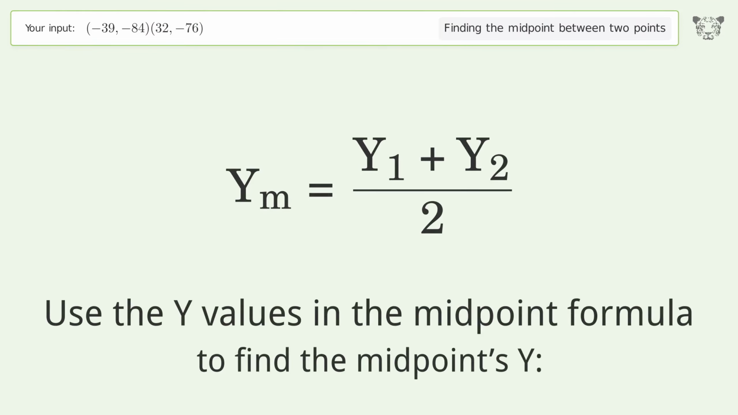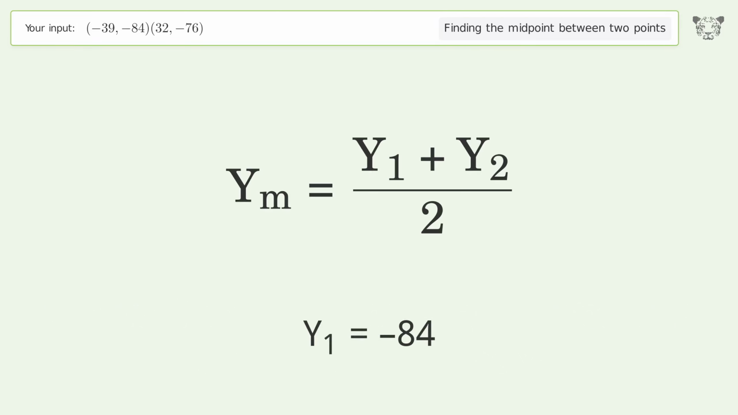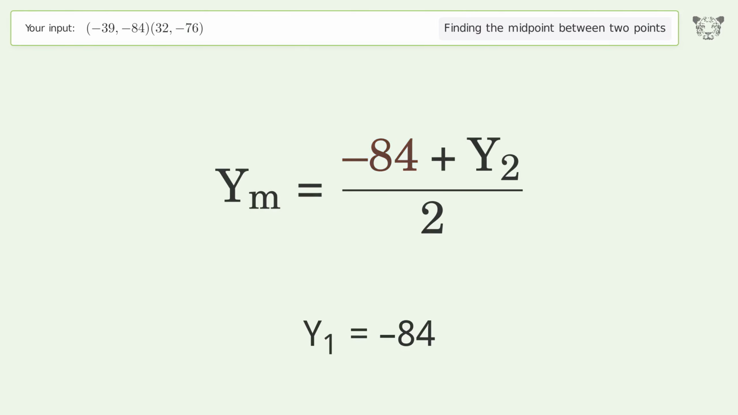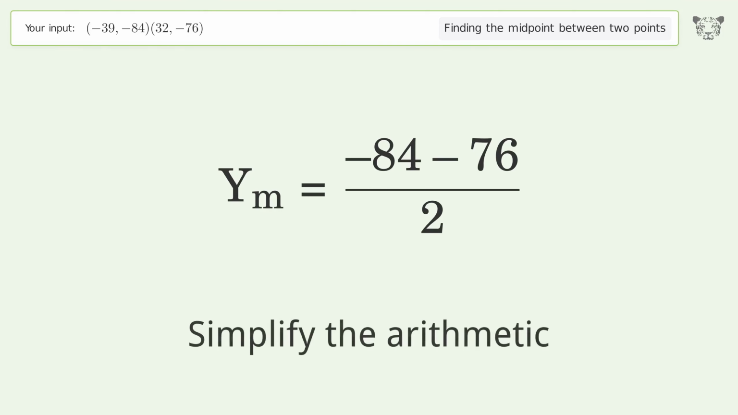Use the y values in the midpoint formula to find the midpoint's y. y1 equals -84. y2 equals -76. Simplify the arithmetic.